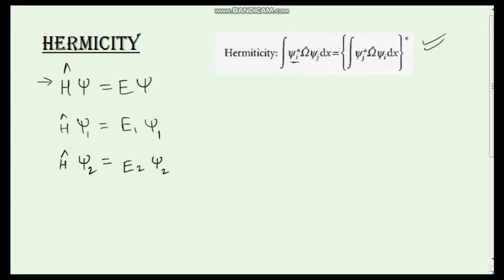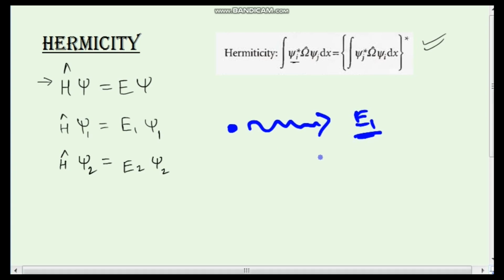Suppose you have a particle moving in some space, we don't know. When it has energy E1, its properties, its behavior is described by psi 1, but when its energy increases to, let's say, E2, the properties are described by psi 2 then. Okay, so that's what it is.